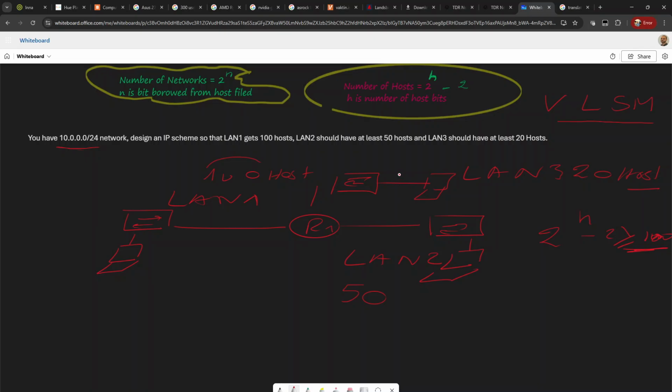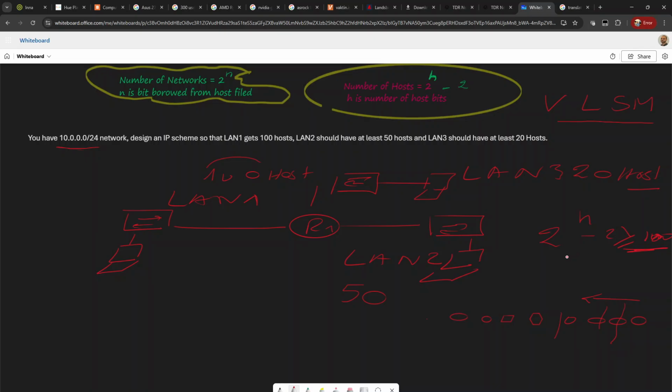How many host bits need to remain in the host field in order to get at least 100 hosts? I'm going to start from here because we're concerned about the number of hosts. Let's ask if 1 bit remains in the host field, is it enough? 2 to the power of 1 minus 2 is 0, so no. With 2 bits, 2 to the power of 2 is 4, minus 2 is 2, so it's not enough. 4 bits.